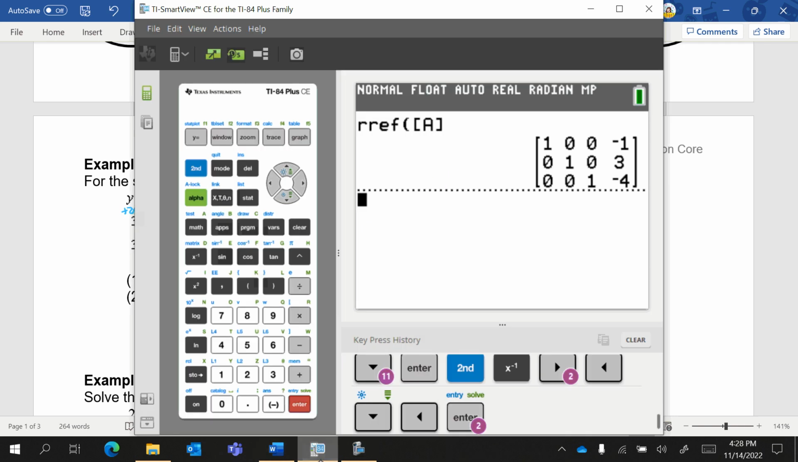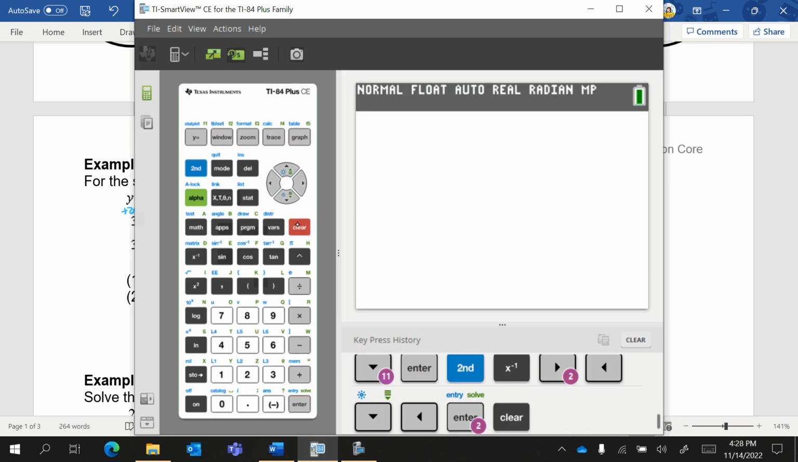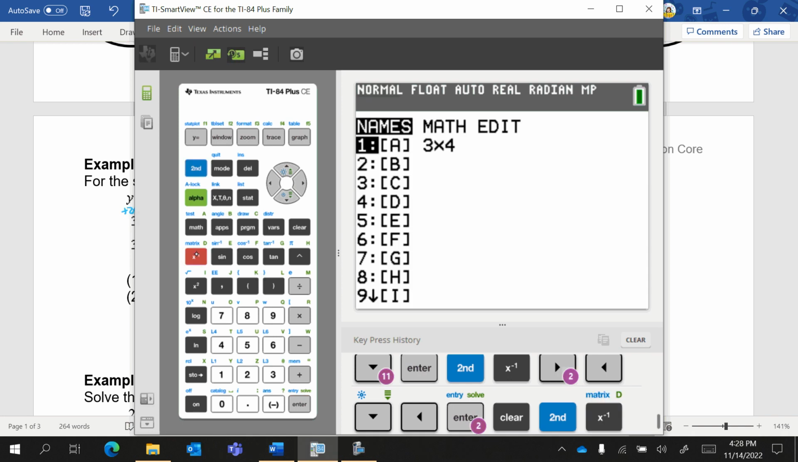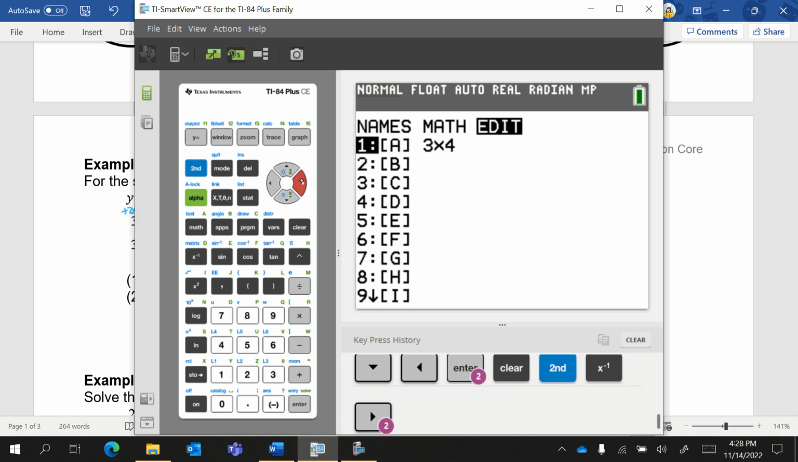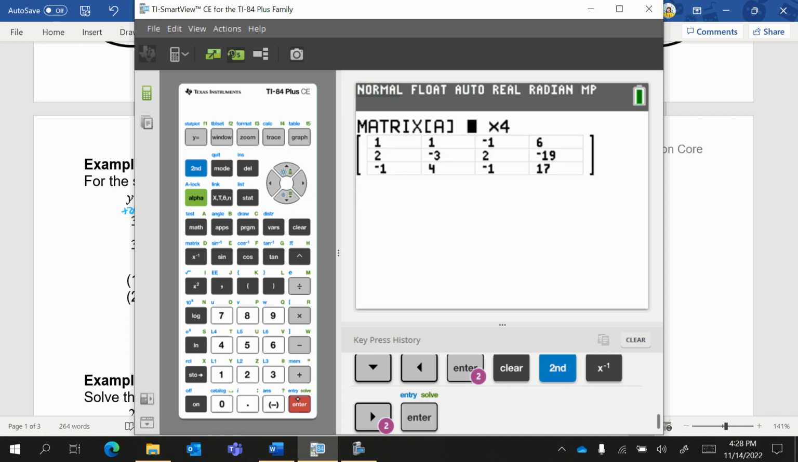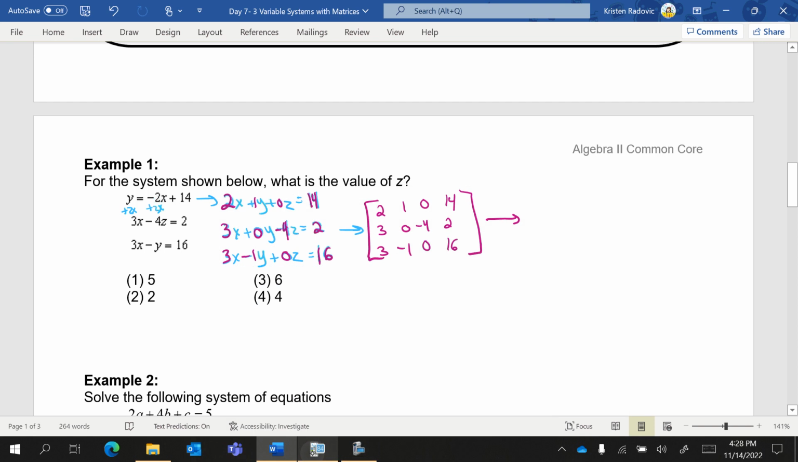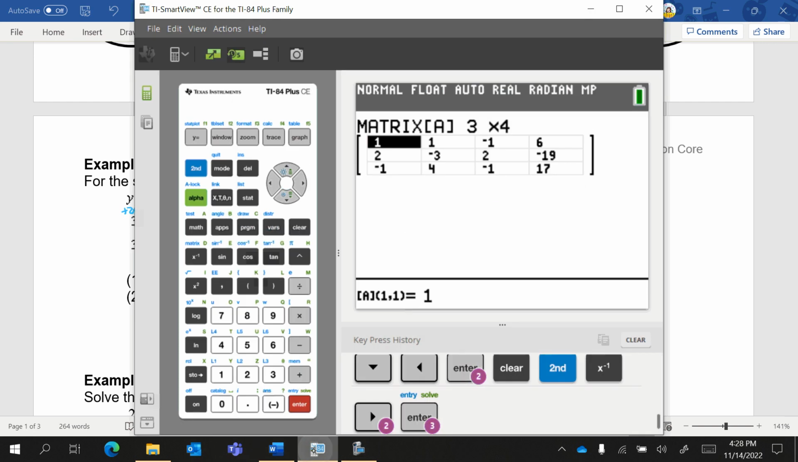So in my calculator, to get back to this, I'm going to go back to matrix, which is second x to the negative 1. And now I need to edit my matrix all over again. Don't choose a different letter, just keep continuing with A. It's already a 3 by 4, but you need to enter the new numbers. So I have 2, 1, 0, 14.